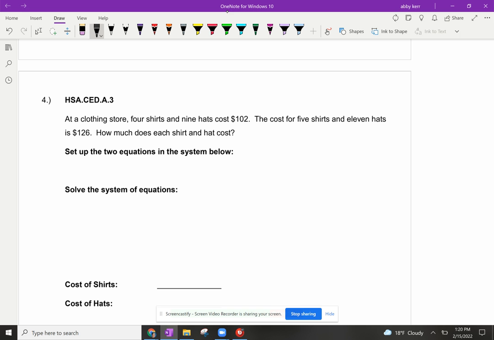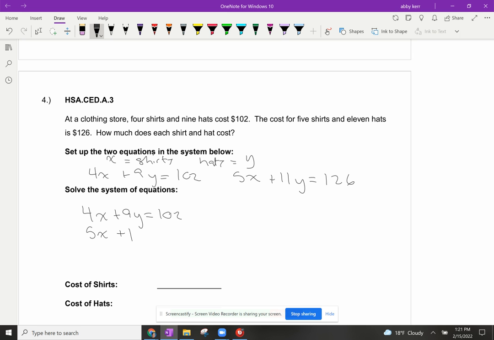Same thing here. X is going to be your shirts. Hats will be the y. So it reads 4x plus 9y equals 102. And then 5x plus 11y equals 126. Okay, we have to create opposites. Going to make 5 negative and then keep that one. Once again, doesn't matter.